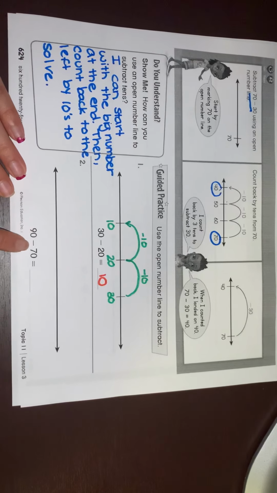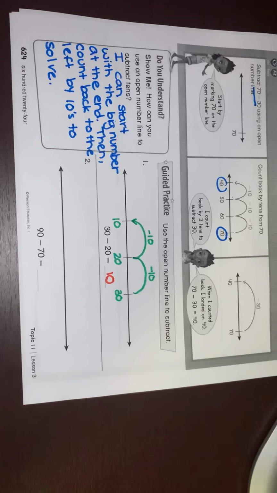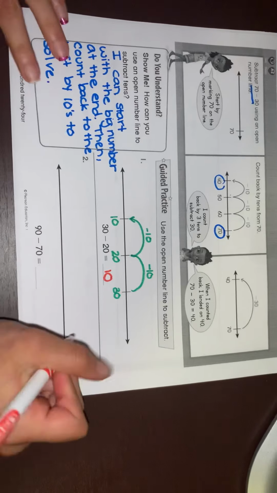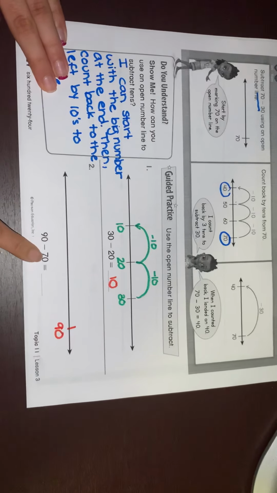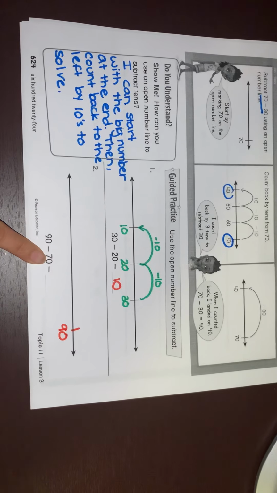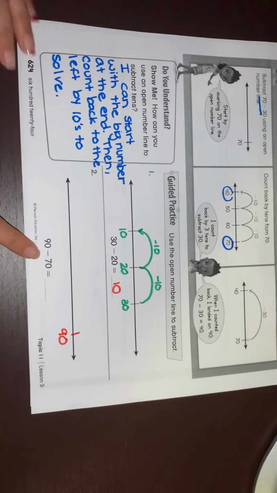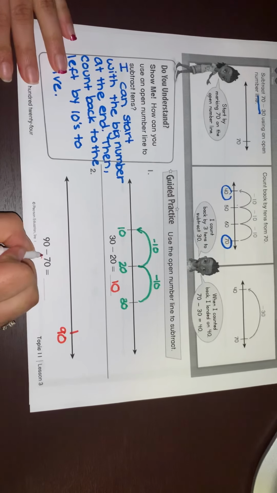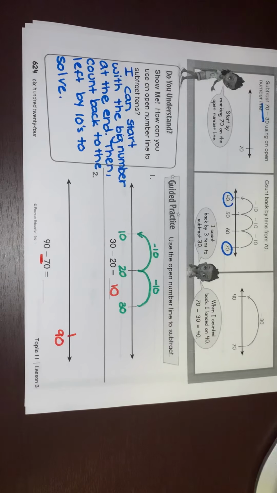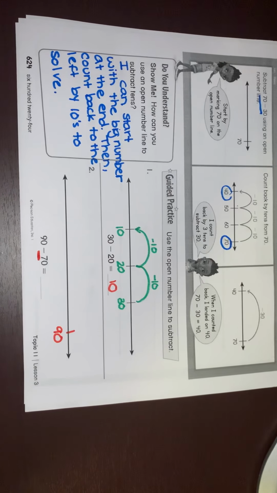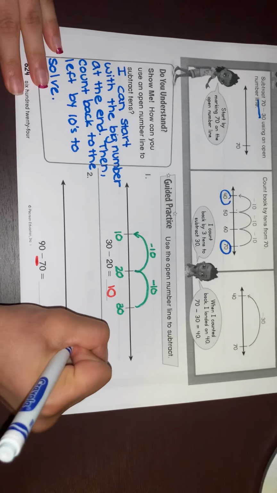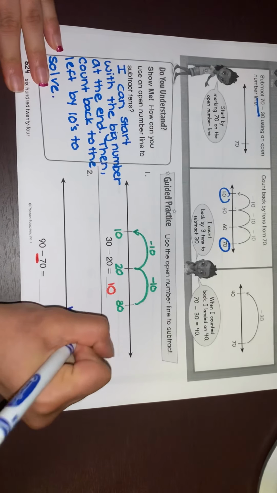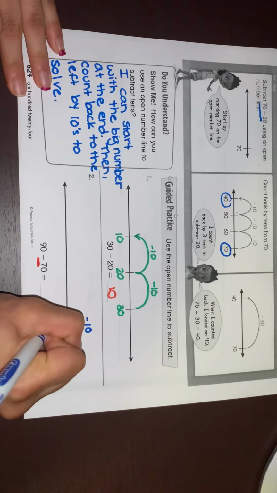So we're going to start with 90 minus 70. My biggest number is 90, and this time I'm going to put 90 at the end of my number line at the right. And I want to count by tens to subtract 70. So I know I have to jump 7 times. And I can figure that out by looking at my tens digit. So I'm going to jump 7 times. So my first jump is 90 minus 10 is equal to 80. So that's one jump.